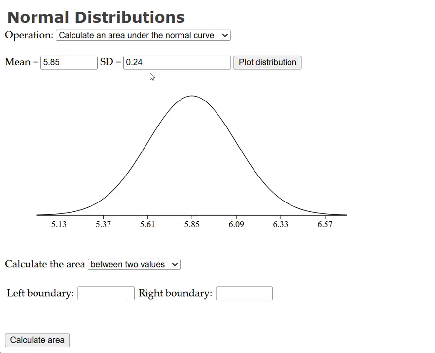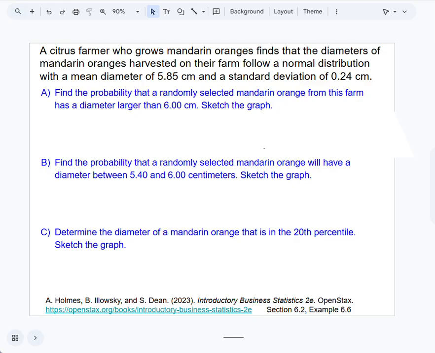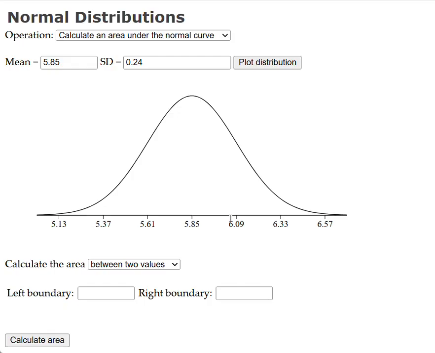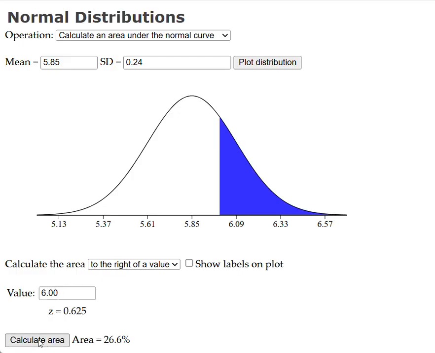And again, just like the mean and the standard deviation, we have to put in the right question to match the one that we were given. Let's look at the question again. Diameter larger than 6 centimeters. Larger. So we're expecting 6 centimeters and greater. If I look at the curve, 6 centimeters is going to be about here, and then greater is going to be to the right. So we want to switch this to the right of the value. And I type in the value, 6.00, and I just hit calculate area.